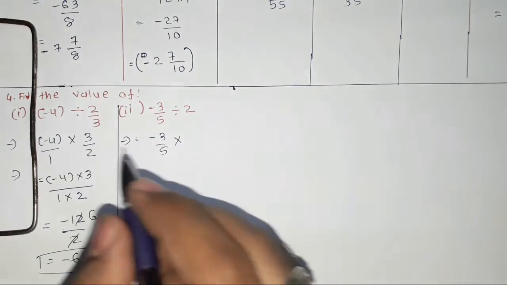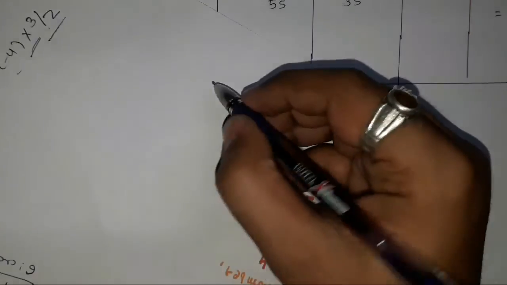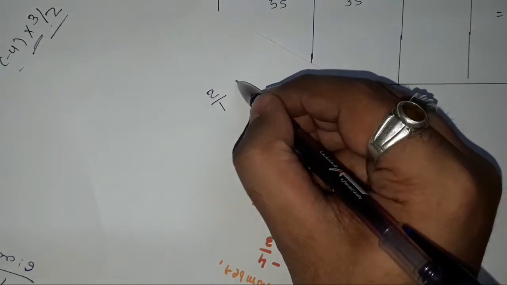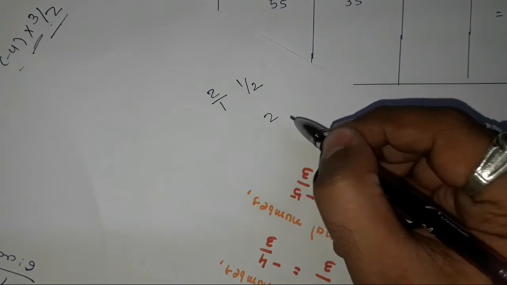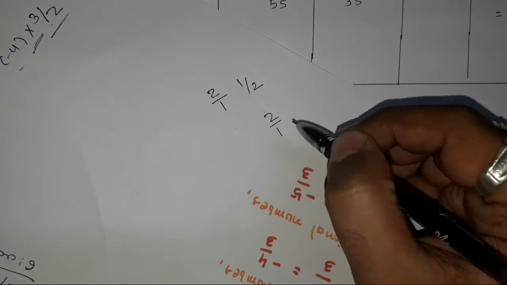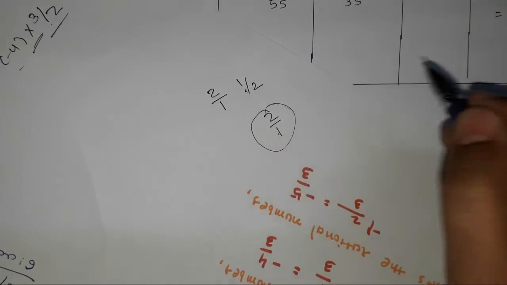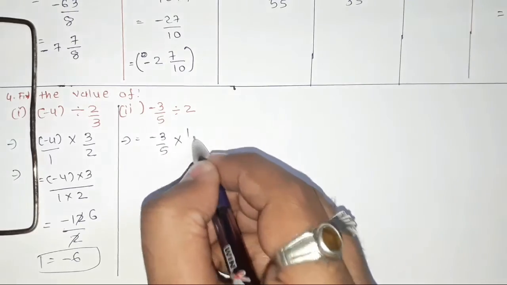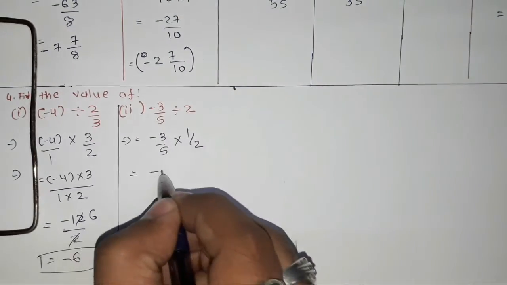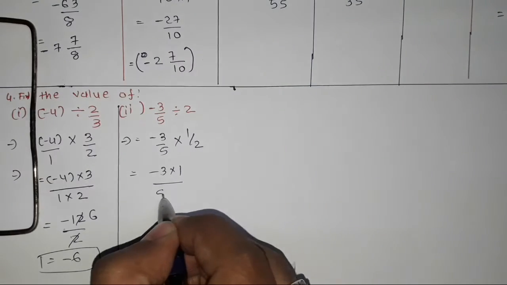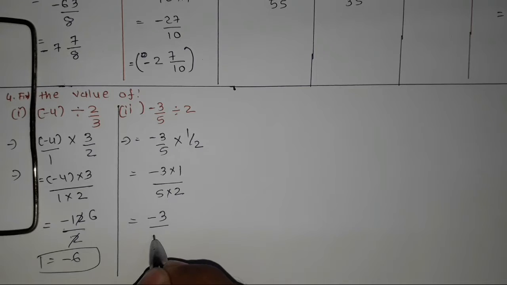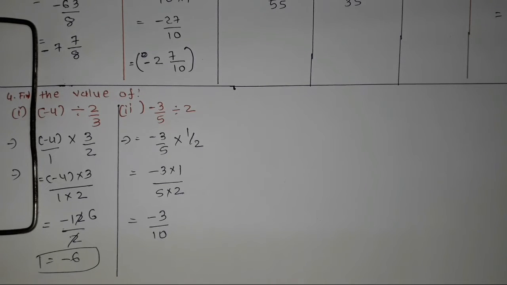If 2 is there, I can write this 2 as 2 upon 1. So the reciprocal for that will be 1 upon 2. If only 2 is there, we can write it upon 1, so the reciprocal will be 1 upon 2. So minus 3 multiplied by 1 upon 5 multiplied by 2. So minus 3 into 1, I will get minus 3 upon 5 twos are 10. So minus 3 by 10, that is our answer.